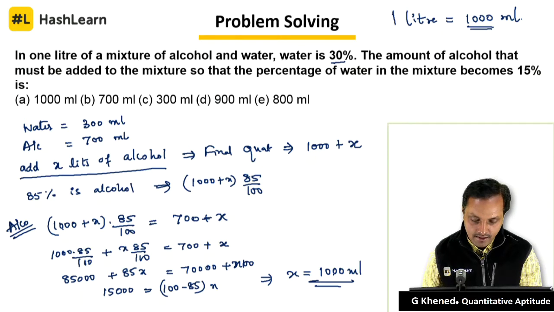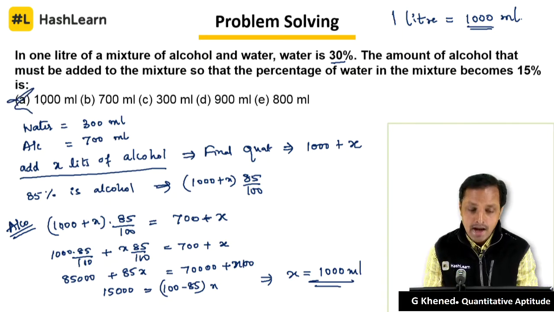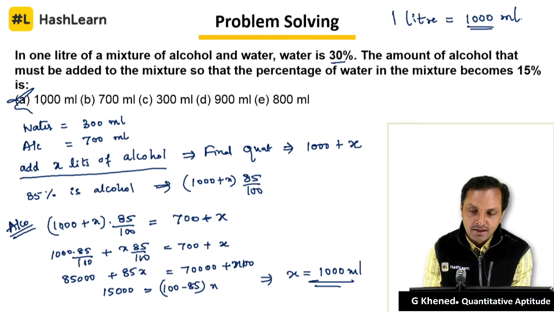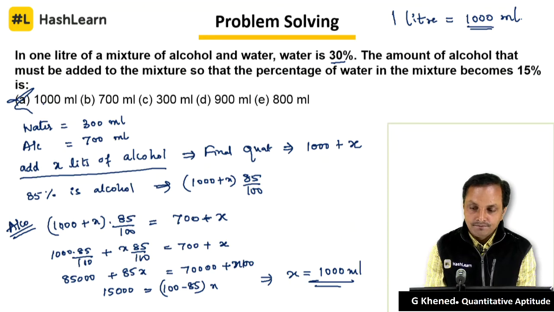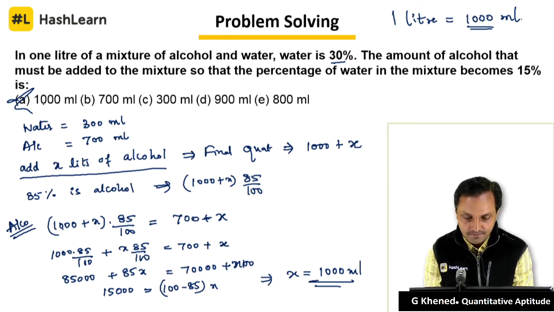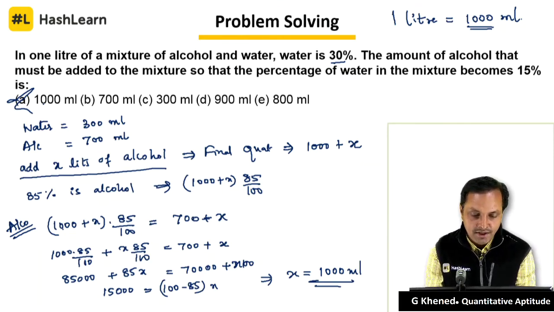1000 ml. So look at the options, the 1000 ml is in option A. You have to add 1000 ml of alcohol so that the total mixture becomes 85% alcohol and 15% water. So the answer is option A.